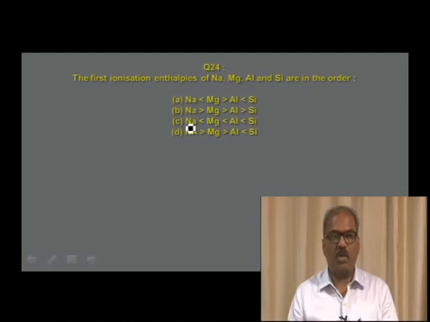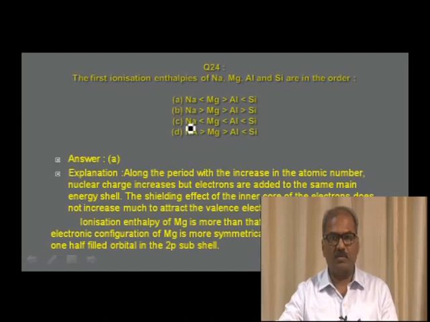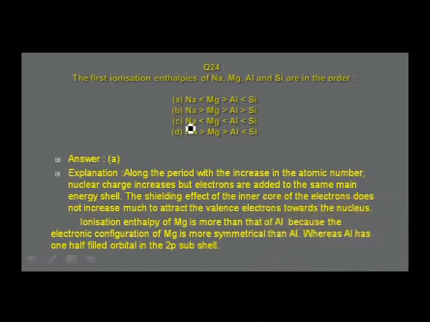You should understand that ionization enthalpies increase across the period, but the increase is not regular. You may find the ionization enthalpy increases from sodium to magnesium, but magnesium has a higher ionization enthalpy than aluminum because of the electronic configuration. In magnesium, the 3s2 configuration is there. It is a symmetric arrangement of electrons in the 3s orbital, whereas in aluminum, one electron is found in the 3p orbital, 3p1 electronic configuration. All that I have told now is given in this paragraph of the answer.